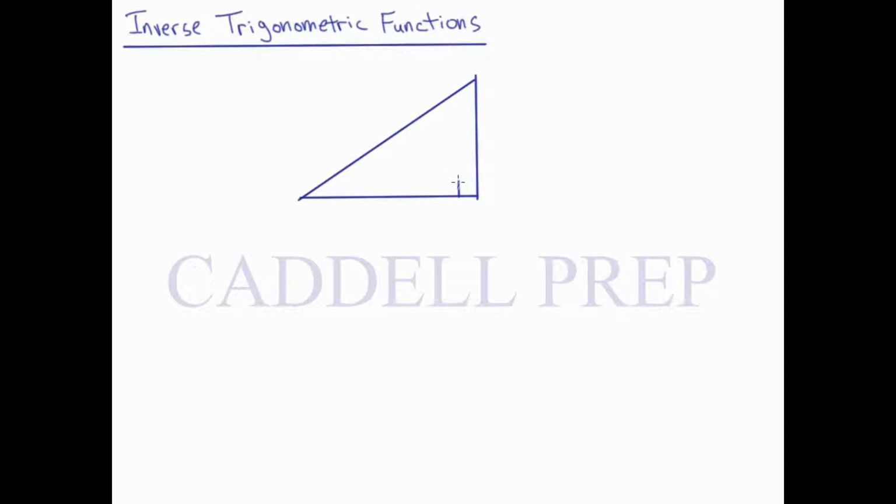We have a triangle, and we're given two sides. We'll just say x and y. And we'll have to find out this angle theta. Well, first let's set it up just using regular trig functions. So we have SOH CAH TOA.